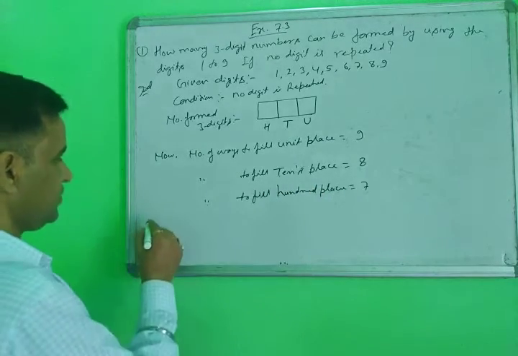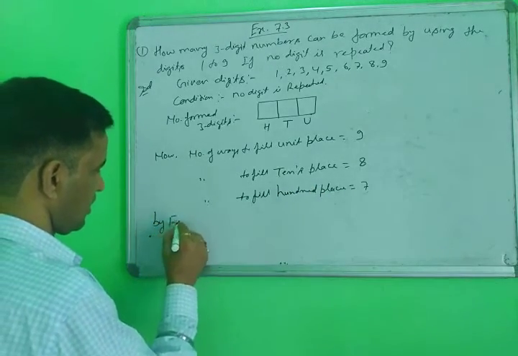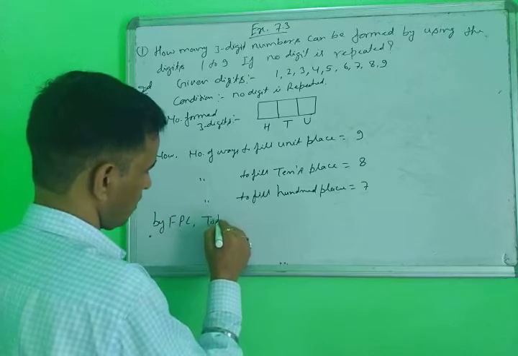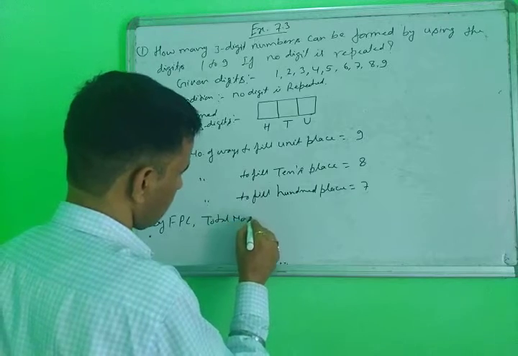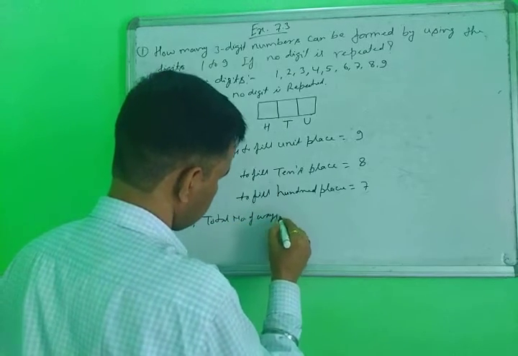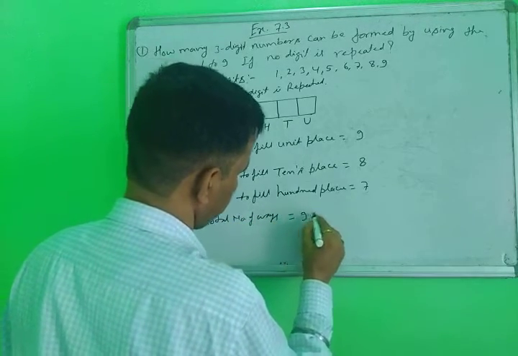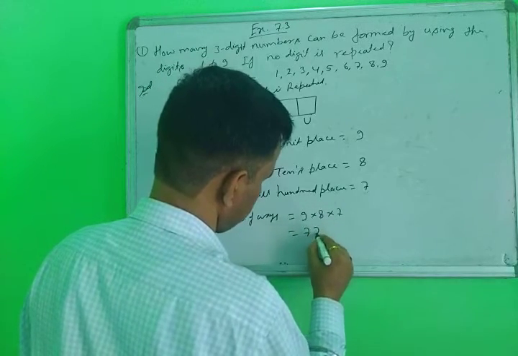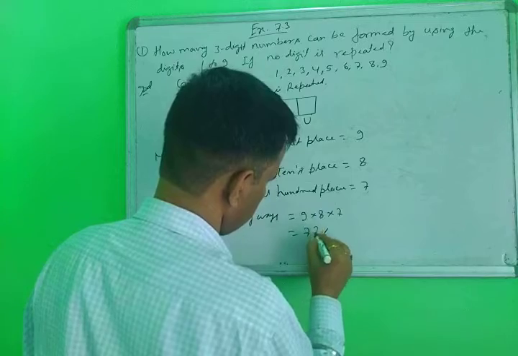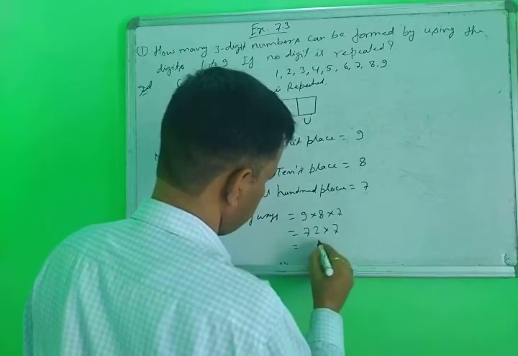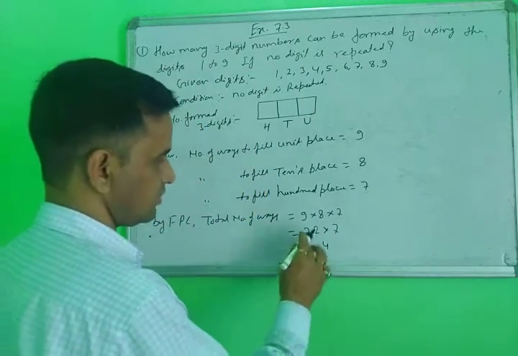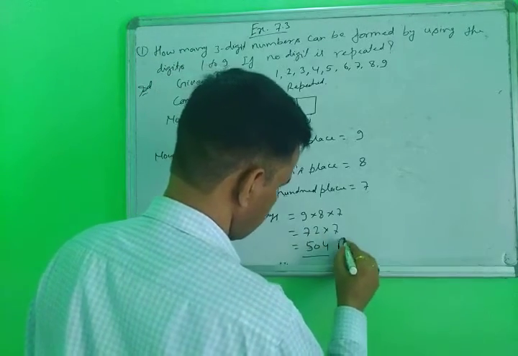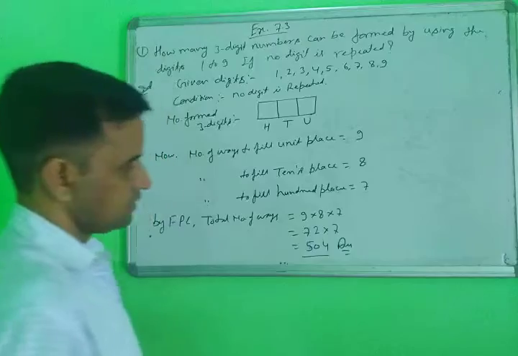So by FPC, the total number of ways equals 9 into 8 into 7. 9 times 8 is 72, into 7. 7 times 2 is 14, carry 1, 7 times 7 is 49 and 1 is 50. This is your answer: 504.